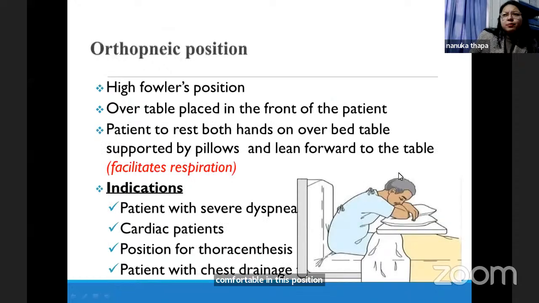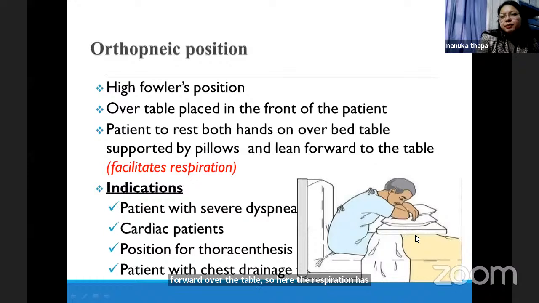Next is the orthopneic position, also known as the high Fowler's position. Like in the 90 degree, the back is supported by the backrest. And an over-bed table is placed in front of the patient, as we can see here, the patient can rest with both the hands over the bed table and supported by the pillows, and the patient can lean forward over the table. So here, the respiration is also being aided in this manner.